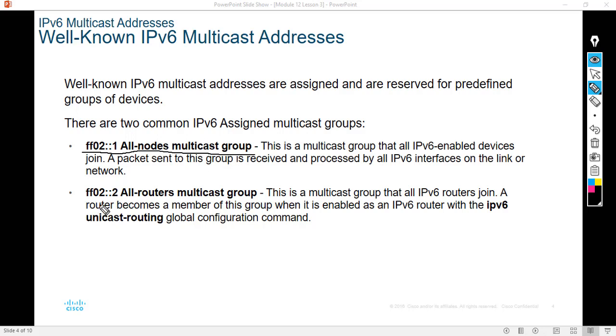With FF02::2, this is the all routers multicast group. As the name implies, it's a multicast group that all IPv6 routers join. A router becomes a member of this group when it is enabled as an IPv6 router. Remember the command ipv6 unicast-routing. Once that is entered in global config mode, that router automatically becomes part of the all routers multicast group. And if a single node wants to send a message to all IPv6 enabled routers, it will use FF02::2, the all routers multicast group.